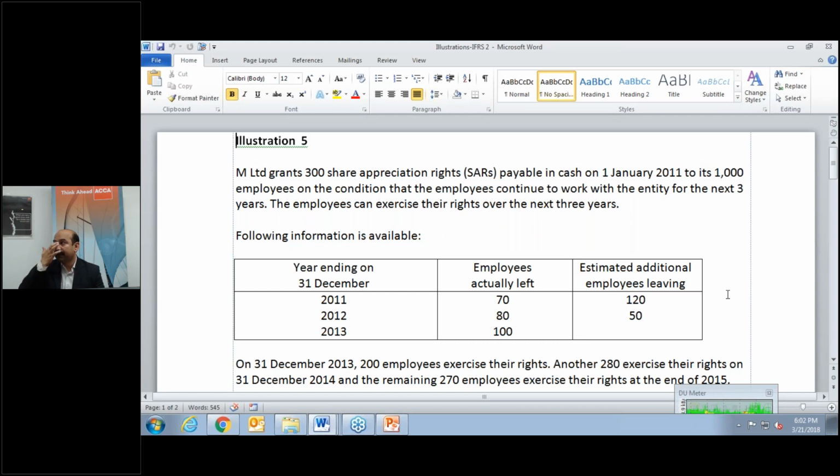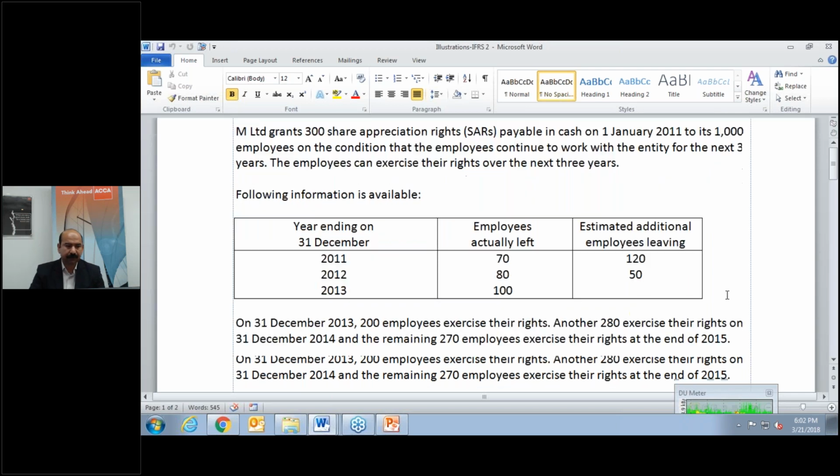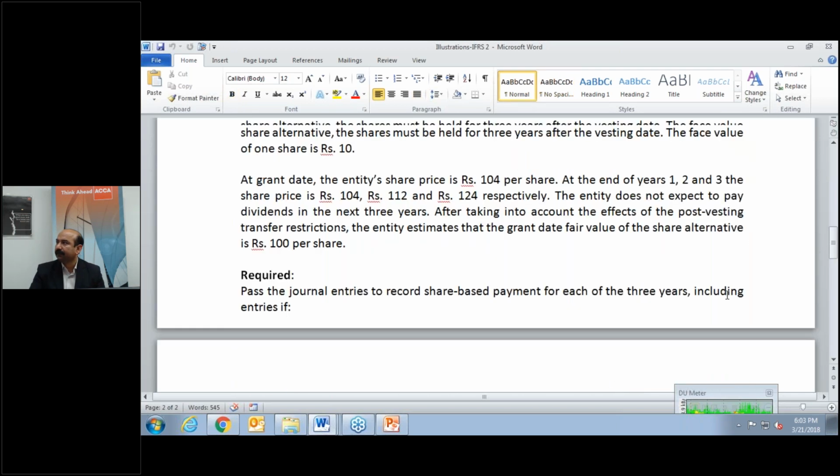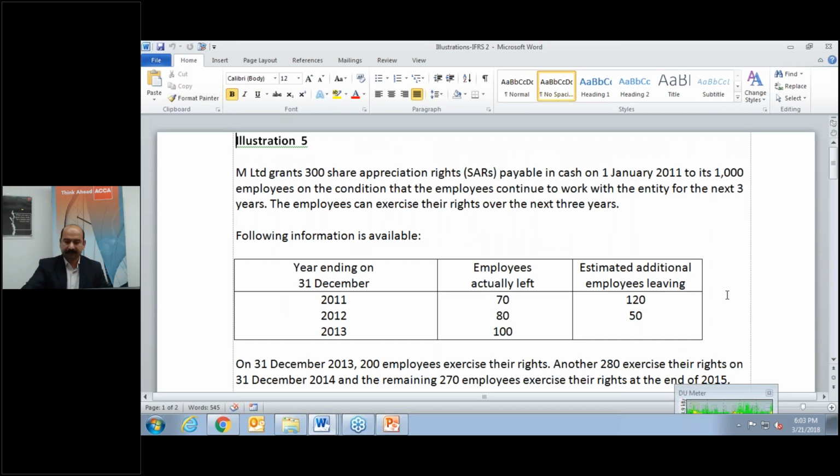M Limited grants 300 share appreciation rights. Let me open it here. Illustration number 5. So that I should have in front of me illustration number 2. Illustration number 5. Illustration number 5. Yes. Should be in front of me.